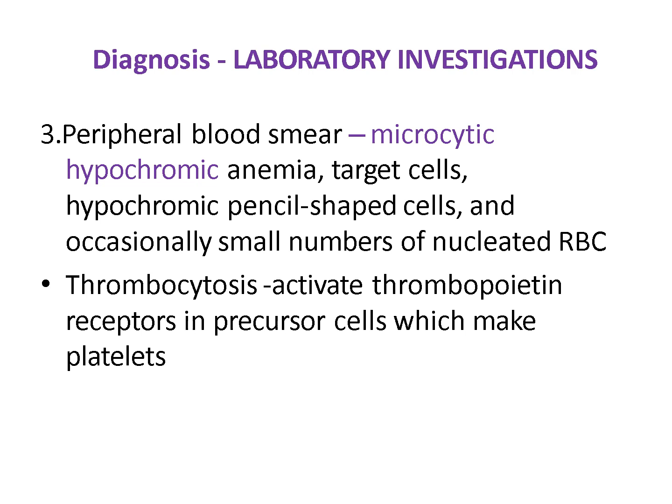Other important investigations are examination of the peripheral blood smear, in which we can see microcytic hypochromic anemia, target cells, hypochromic pencil-shaped cells, and occasionally a small number of nucleated RBCs. We can get thrombocytosis because iron deficiency activates the thrombopoietin receptors in precursor cells which make platelets.